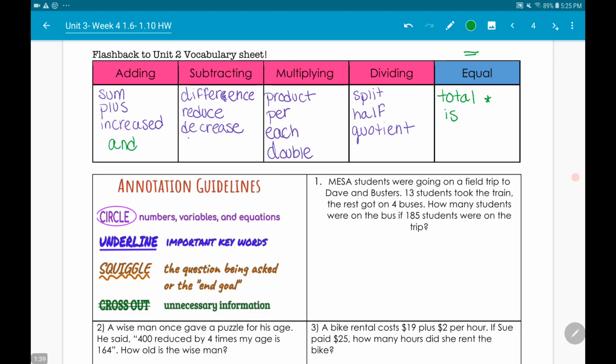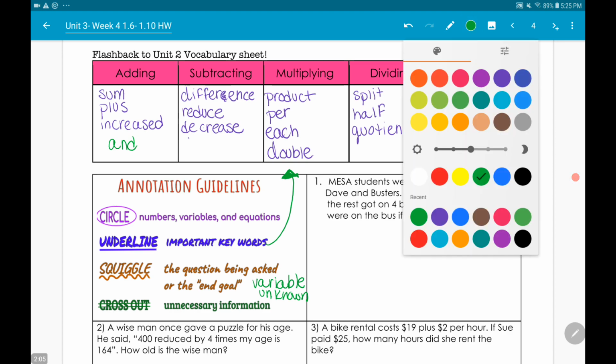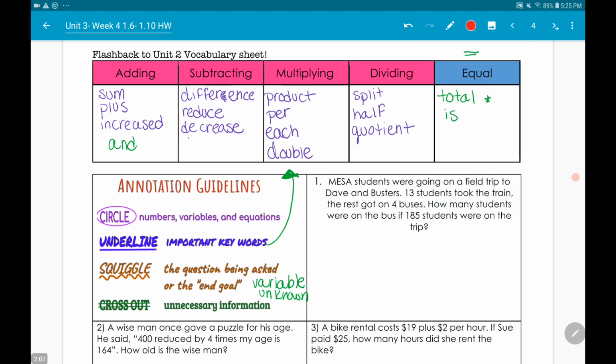But before we do that, we're going to annotate, all right? So in each problem, we're going to circle the numbers and the variables, underline important keywords, and not just any keywords. We're talking about keywords that represent the operations. Squiggle the question being asked or the unknown variable. And then we're literally going to cross out any unnecessary information. So we're going to practice this in this video. We're not actually going to solve these until class time.